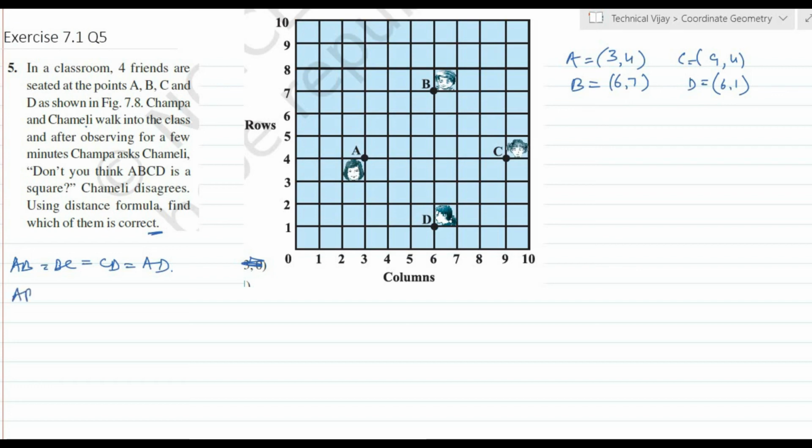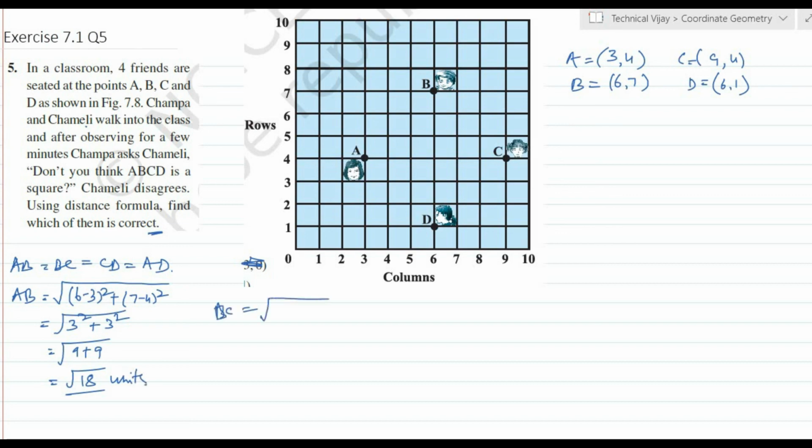AB can be calculated using the distance formula. AB is equal to the square root of (6 minus 3) square plus (7 minus 4) square. So 6 minus 3 means 3 square plus 7 minus 4 means 3 square. So this is 9 plus 9. This is square root of 18 units. Okay. So now we will see BC.